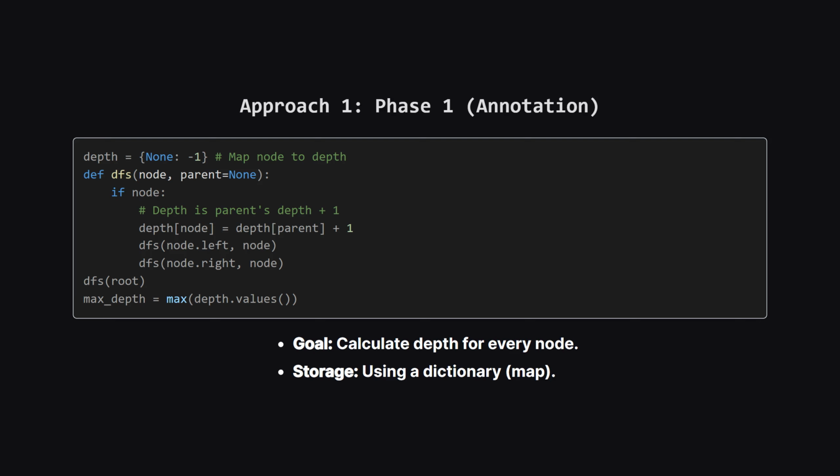We use a dictionary to store the depth of every node. Notice how we start with None having a depth of -1, so the root gets a depth of 0. We visit every node, calculate its depth, and store it. Finally, we find the maximum depth in the entire tree. Now we have our target.